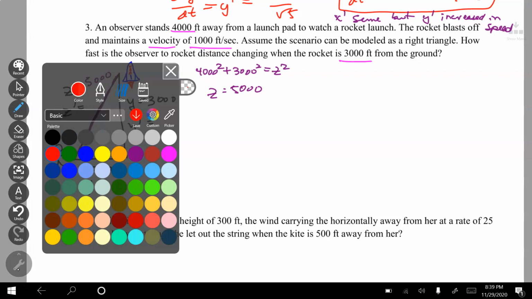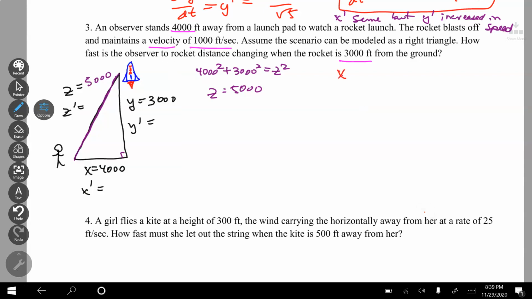Now I could use my Pythagorean theorem derivative of x times x prime plus y times y prime is equal to z times z prime. Let's see. X prime is the rate of change of the horizontal or x side. Well, that is 0 because this 4,000 feet, this guy is not moving. He is constantly 4,000 feet away from the base. My y prime is the rate of change of the vertical side, which is what the rocket is doing. That is 1,000 feet per second. My z prime is what I don't know. Substitute all this in here.